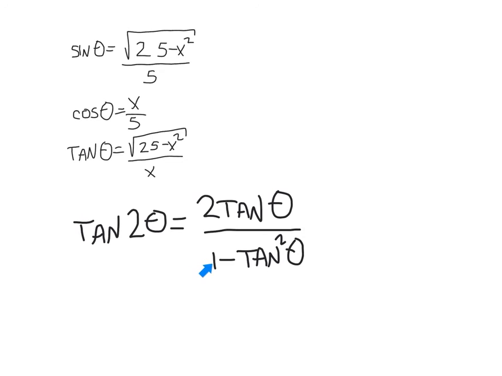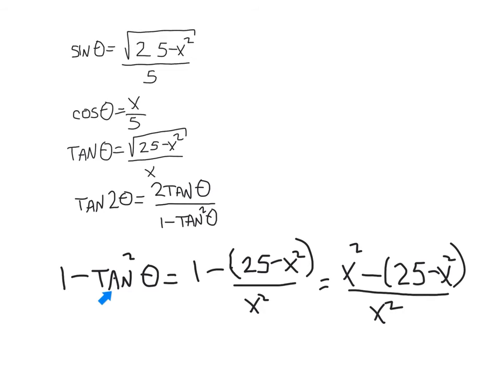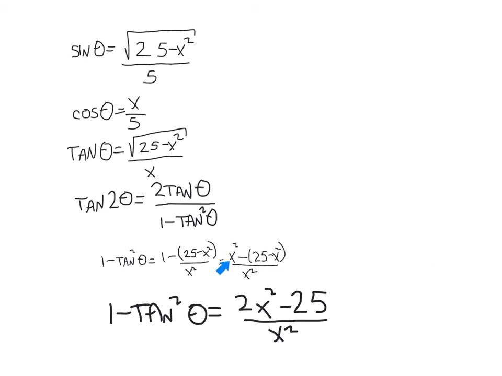So we're going to need to work out 1 minus tan squared. So 1 minus this guy squared. The square root goes away and we have x squared, that's right here. Then we make a common denominator of x squared over x squared, so we are at this form right now. So we have x squared minus x squared, so that's 2x squared minus 25 all over x squared. Here's our expression for 1 minus tan squared, which is the denominator here.